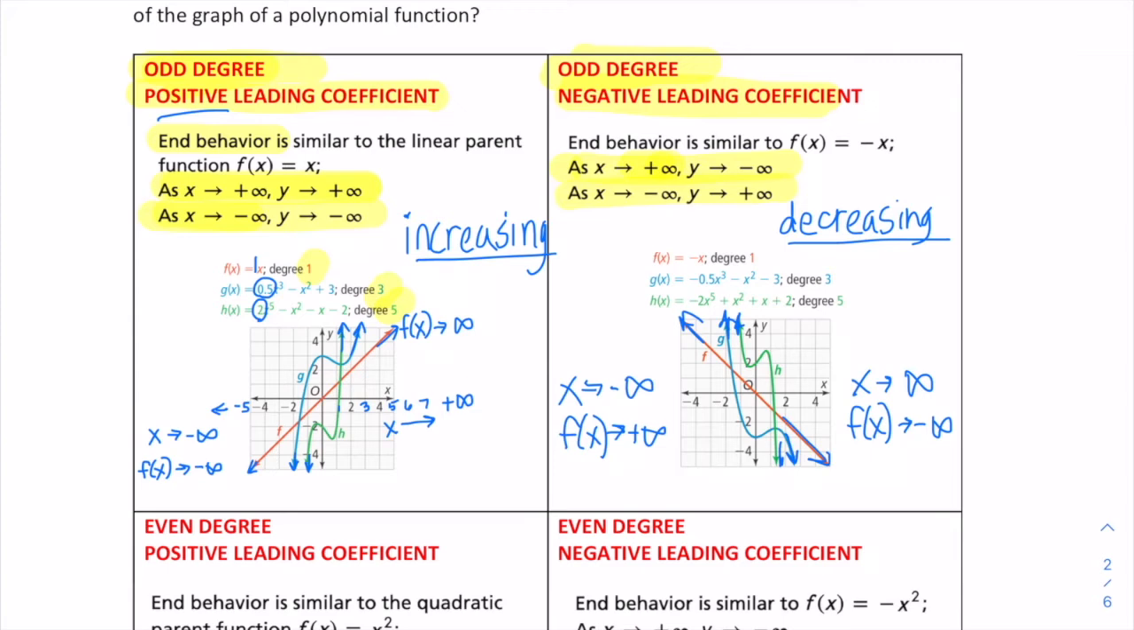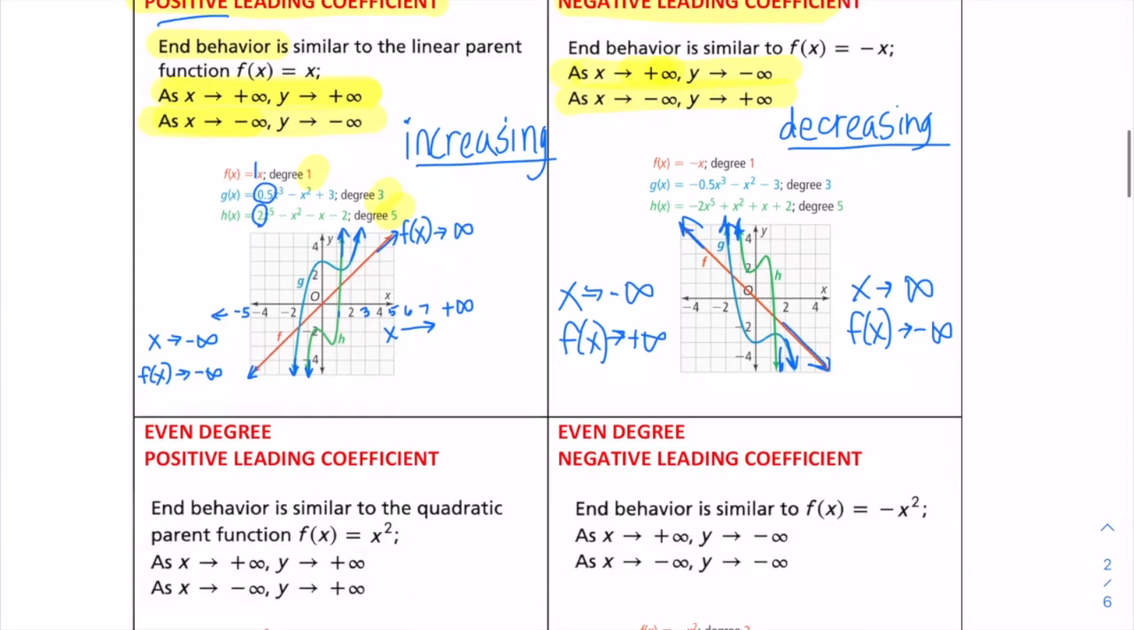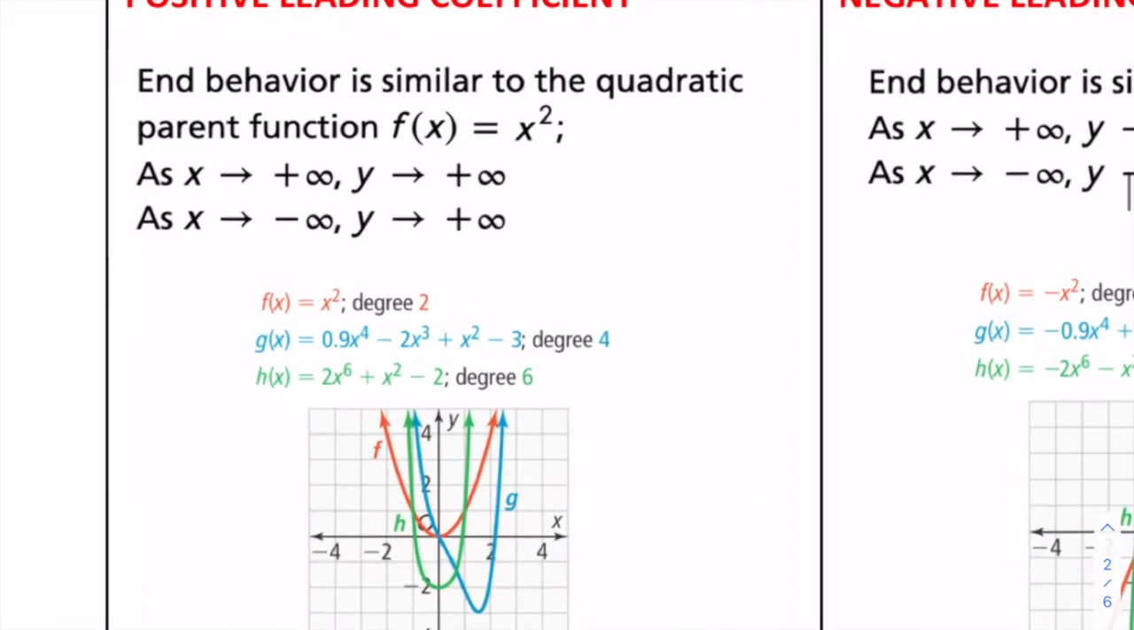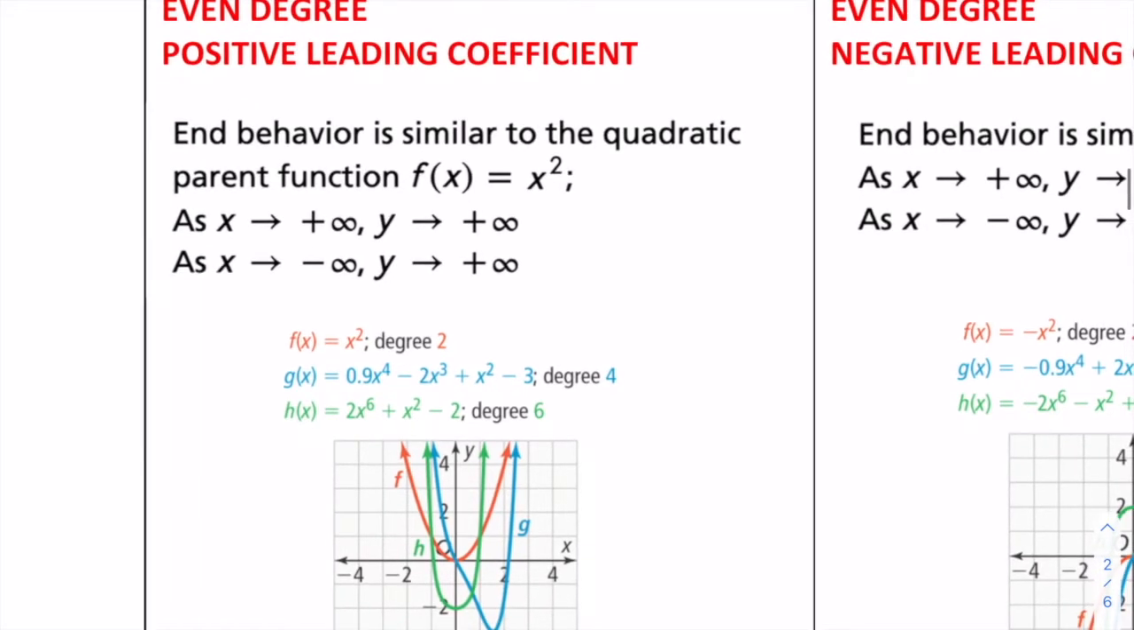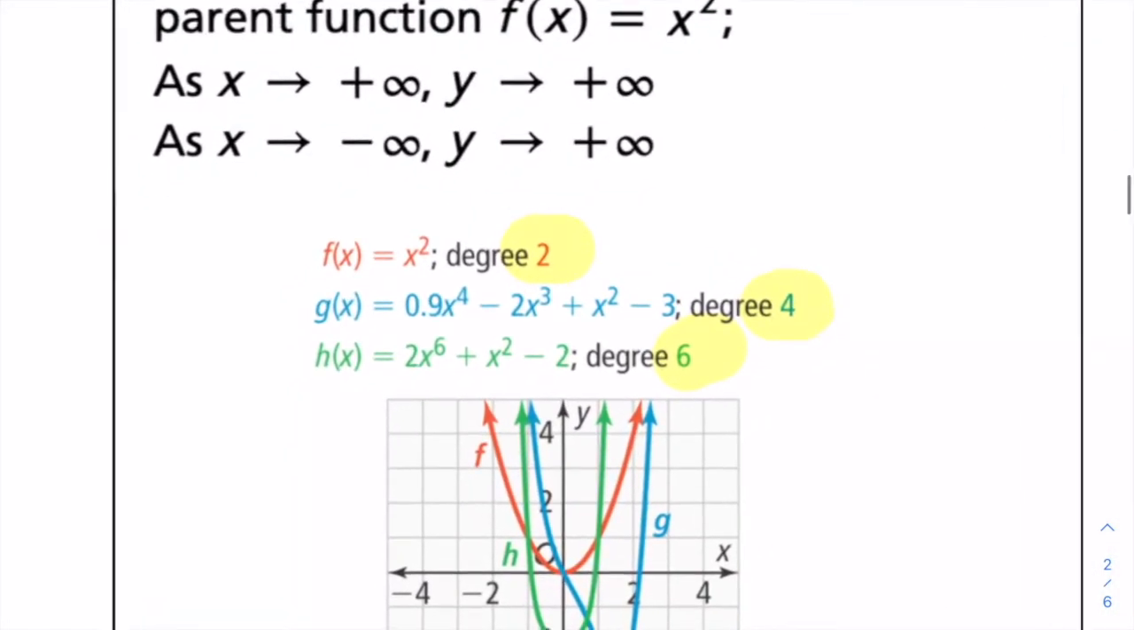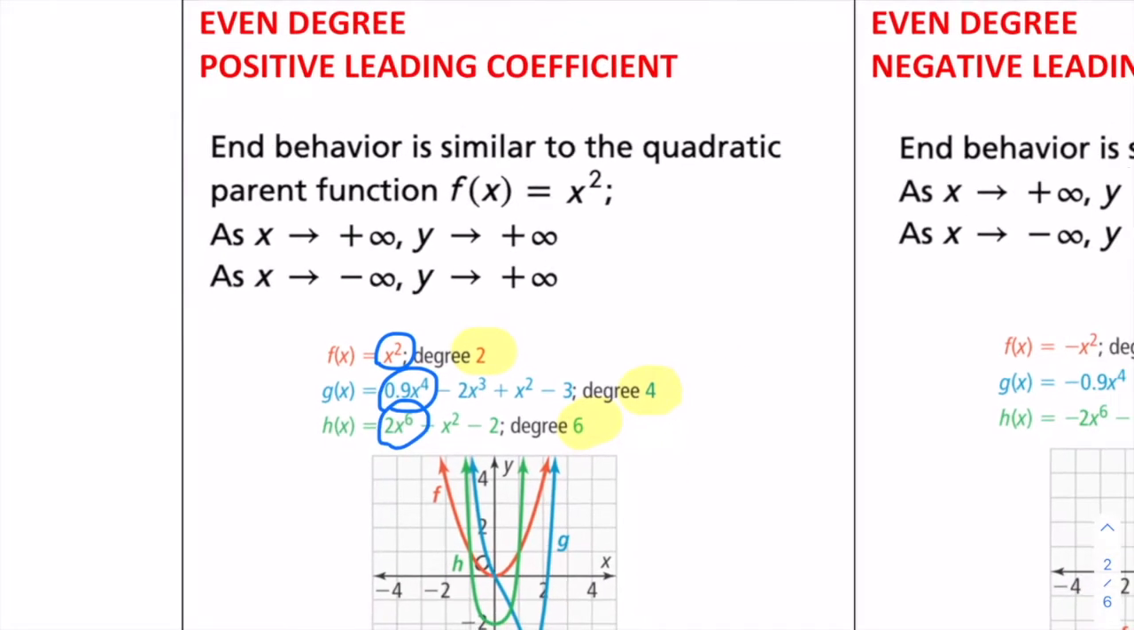Now let's look at polynomials that have an even degree. So if something has an even degree, we're looking at, again, the highest degree in this polynomial, and you can see they're all even numbers. We have an x squared, we have a quadratic, we have a quartic, right? We have something to the fourth, we have something to the sixth. They're all even. And the leading coefficients are all positive.